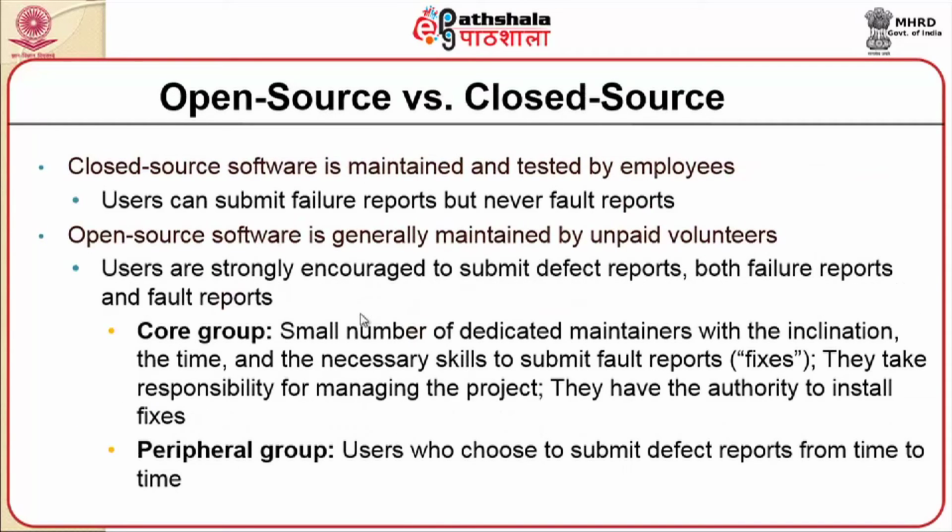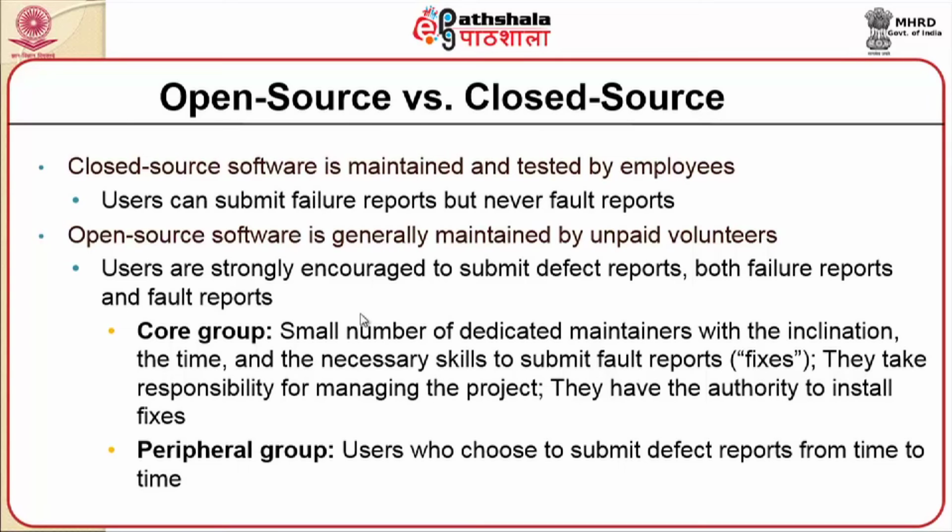So how can we compare the models that we have studied with the open source model? Closed source software is maintained and tested purely by employees. Users can submit failure reports but never fault reports. Whereas open source software is generally maintained by unpaid volunteers, who are called co-maintainers or co-developers. So any number of co-developers can work on top of what exists on the internet. Users are strongly encouraged to submit defect reports, both failure reports and fault reports.